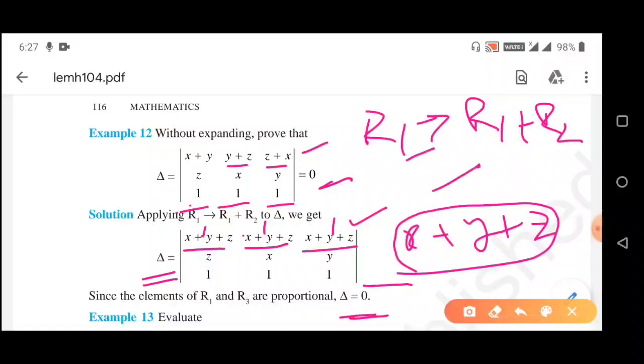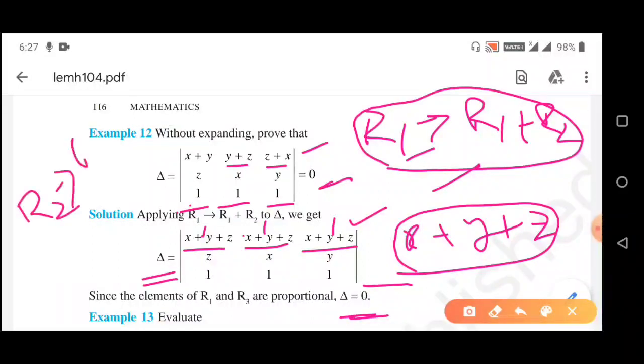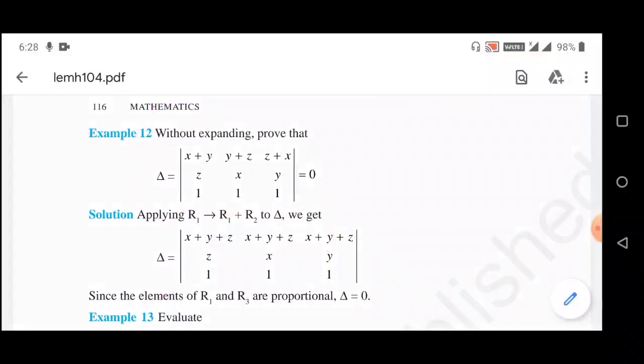So in this way also you can do. Now in place of this operation you can also write row 2 replaced by row 2 plus row 1. Then you will get x plus y plus z in place of row 2. Now you can take common this x plus y plus z, then our second row and the third row will be identical. So in this way you can do example 12.